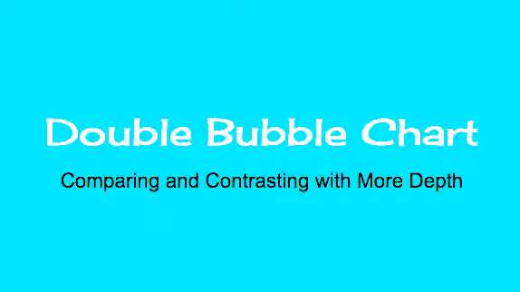Hi, this is a short video to walk you through the steps for making a double bubble chart. You're going to find that this is similar to a Venn diagram, but it's a thinking map, and the idea is that it gives you more opportunities for depth for comparing and contrasting than with a regular traditional Venn diagram.